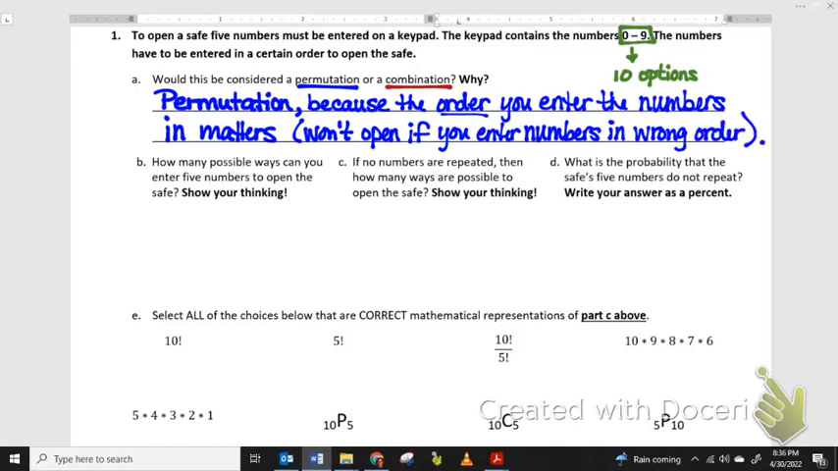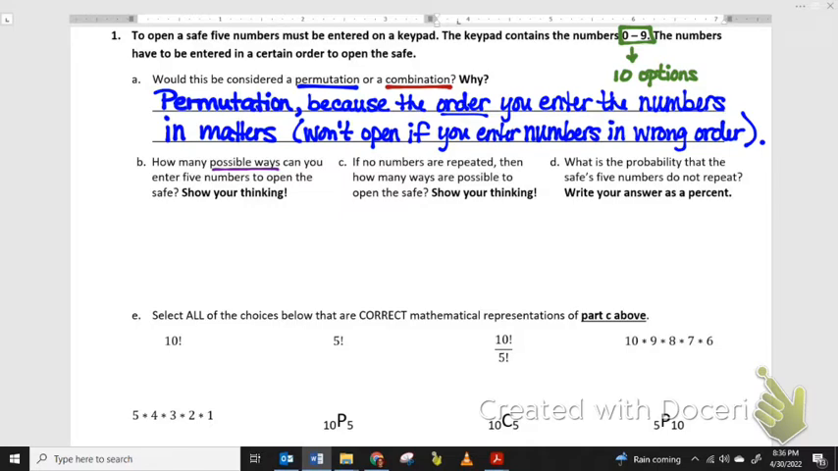Okay, so this is an example of a permutation. I want to know how many possible ways you can enter these 5 numbers into the safe. If you were making up a code for this safe, and you're worried you're going to forget it, so you make this code 12121. Could you do that? So repeating numbers is allowed when you're setting this code, right?